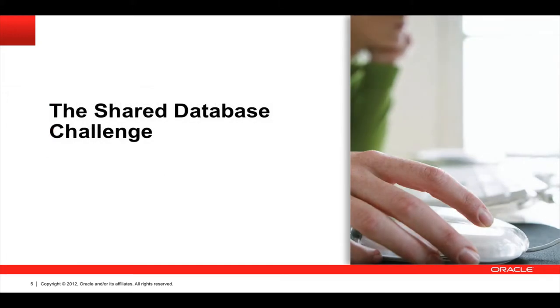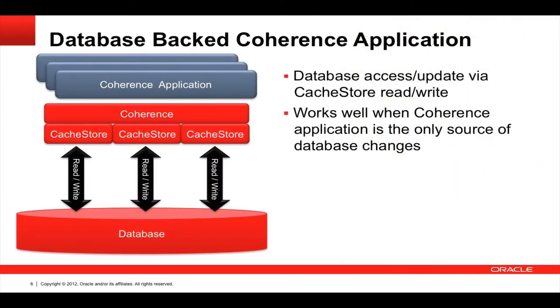So the database challenge, the shared database challenge. Here's an ideal database-backed Coherence application scenario, right? I have an Oracle Coherence application interacting with the database through cache stores and cache loaders. So as data is modified in Coherence, it's either written synchronously or asynchronously to the backing database. When a cache get on Coherence has a miss, then it'll go to the cache store and load the data from the database to bring in the latest version of that data.